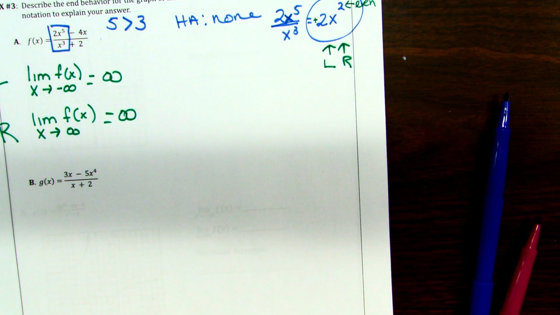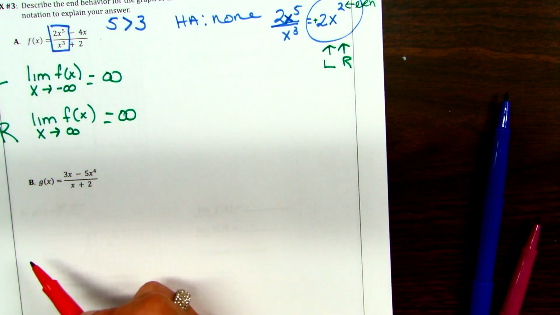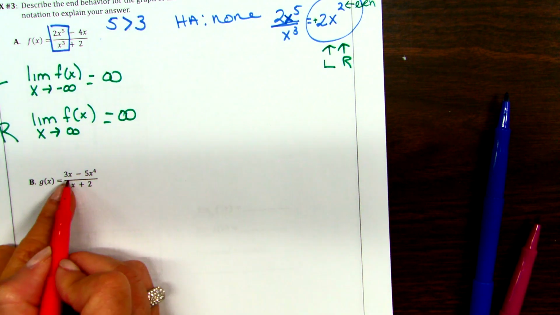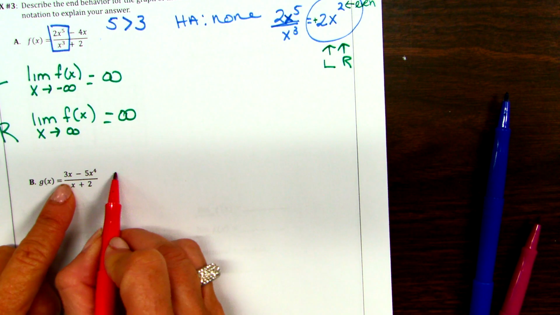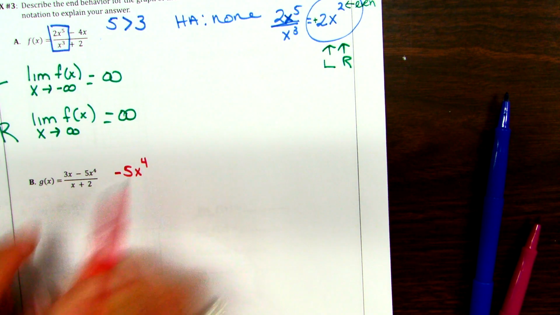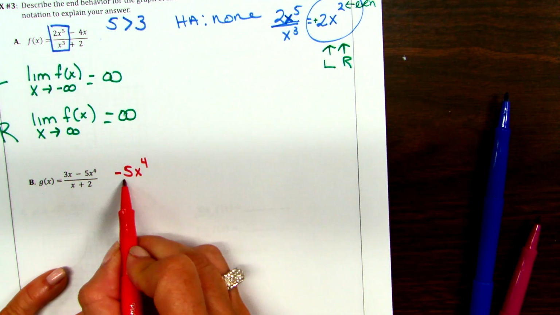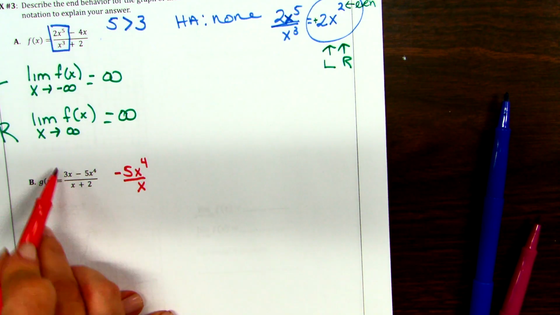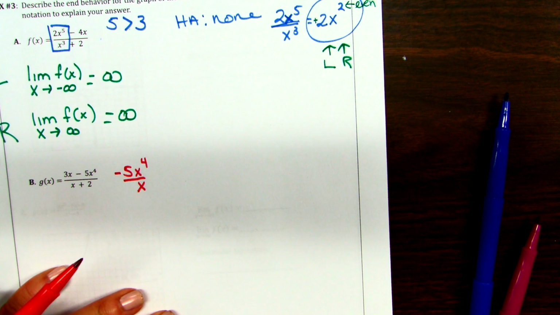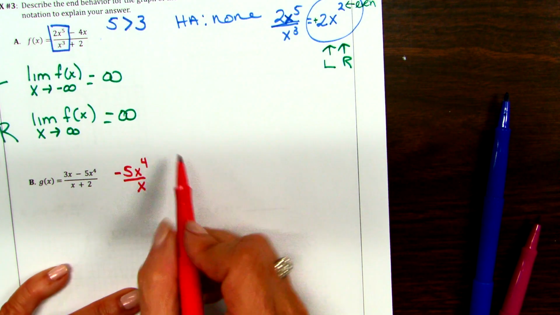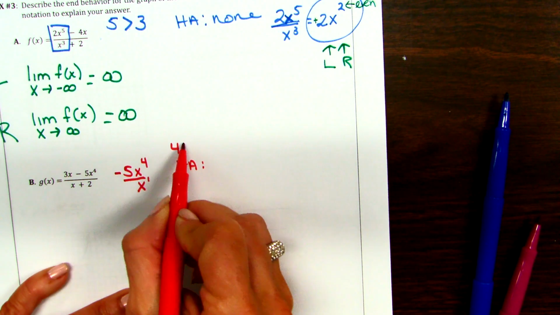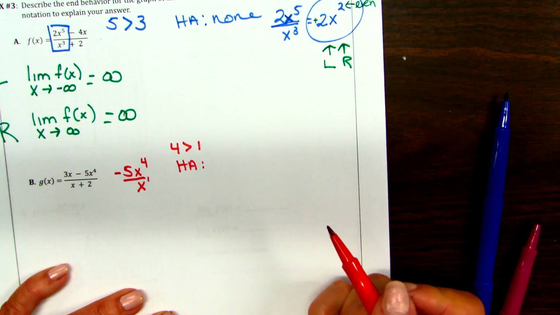Be careful. We've seen the last few days that sometimes polynomials are not given to us in the right format, okay? So leading term does not mean line leader. Leading term is whoever has the biggest power. So don't fall into the trap of, well, 3x came first, that's what I'm going to use, okay? So to find my HA, I see 4 is greater than 1. What's my HA?